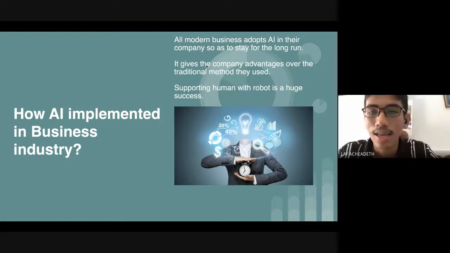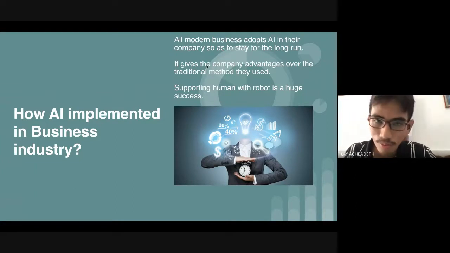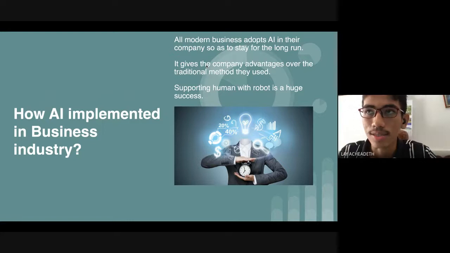Well, AI gives us a lot of benefits, which we will discuss in the later slide. And more than that, it overcomes a lot of limitations which we used to have before. And that's why it is better than the traditional method in terms of advantages. And supporting humans with robots is a huge success. Yeah, because humans working with humans can cause human error, but humans working with robots has really insane accuracy, and yeah, it will result in a perfect practice.